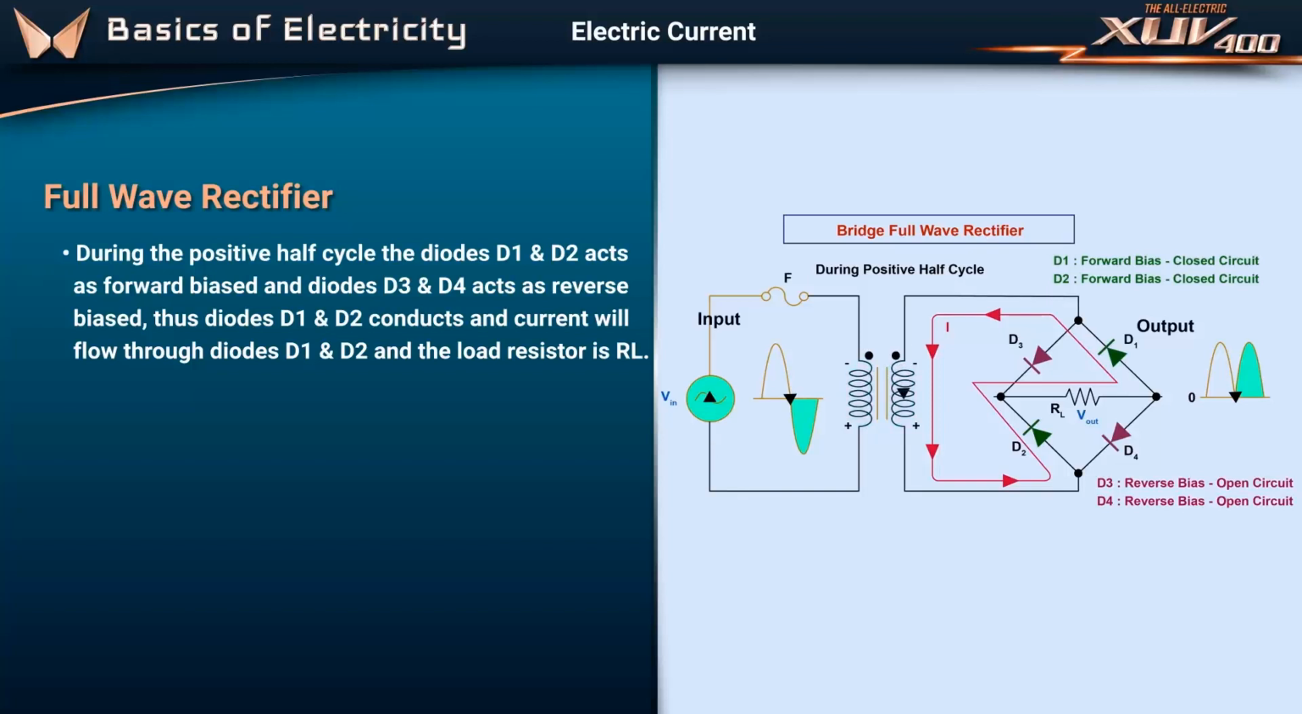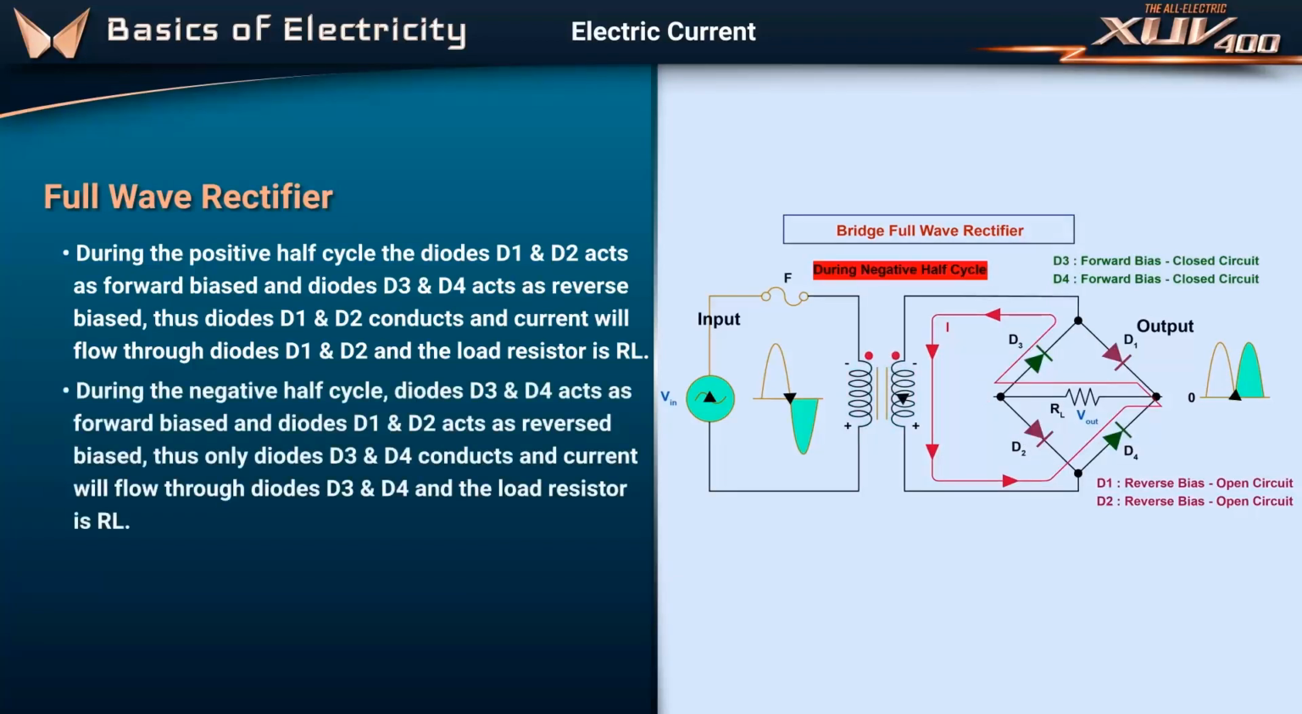load resistor RL. During the negative half cycle, diodes D3 and D4 act as forward biased and diodes D1 and D2 act as reverse biased. Thus only diodes D3 and D4 conduct and current will flow through diodes D3 and D4 and the load resistor RL.